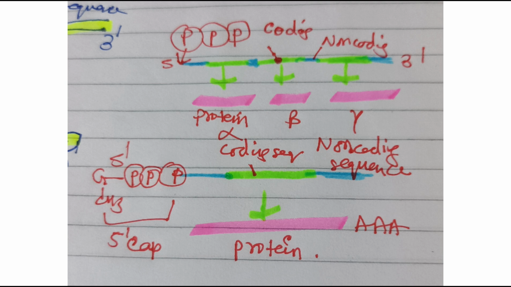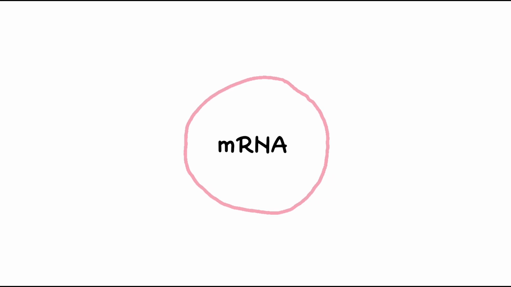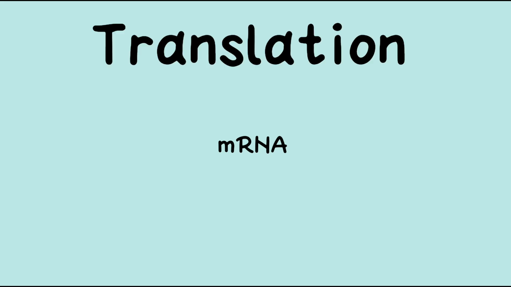Then tailing: 200 to 300 adenyl residues are added to the 3' end in a template independent manner, and it is fully processed hnRNA. Now after full processing, it is called mRNA. It is transported out of the nucleus for translation.